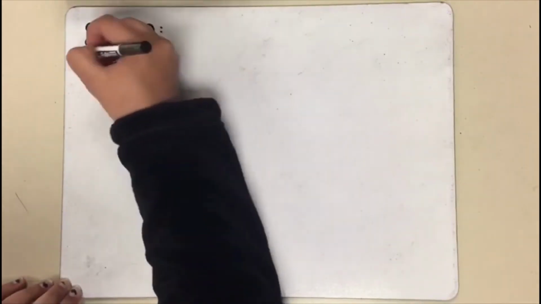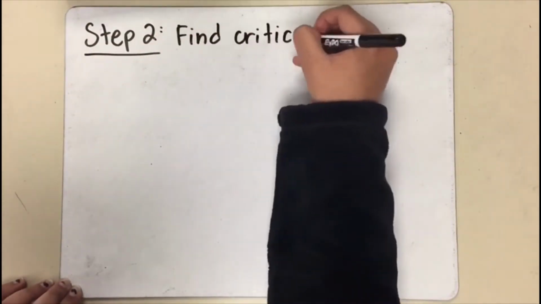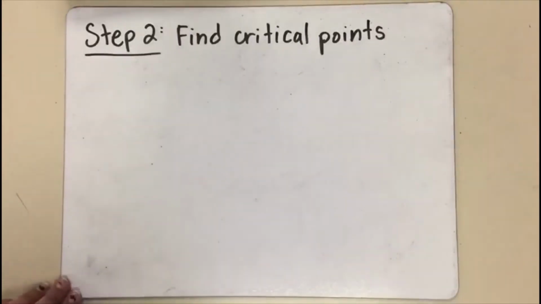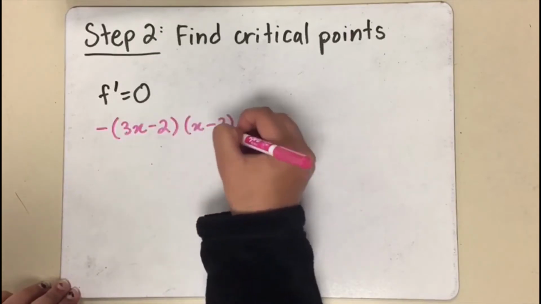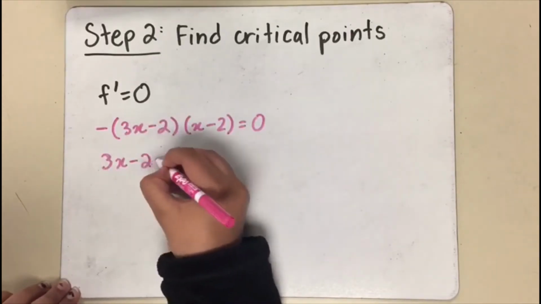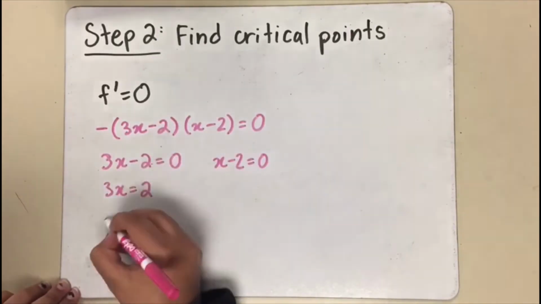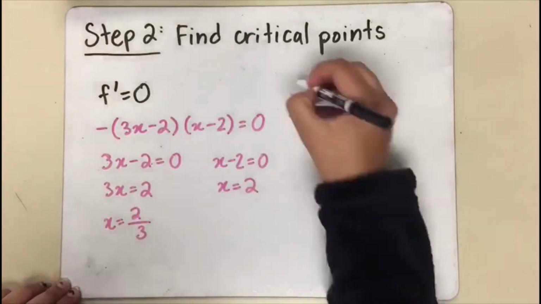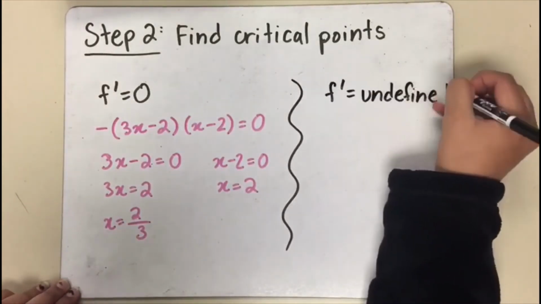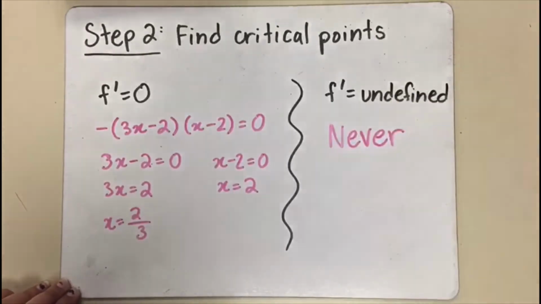The second step is to find the critical points. Again, the critical points are where the derivative of f is equal to 0 or undefined. The derivative is equal to 0 when 3x minus 2 is 0 at x equals 2/3, and when x minus 2 is equal to 0 at x equals 2. The derivative is never undefined.